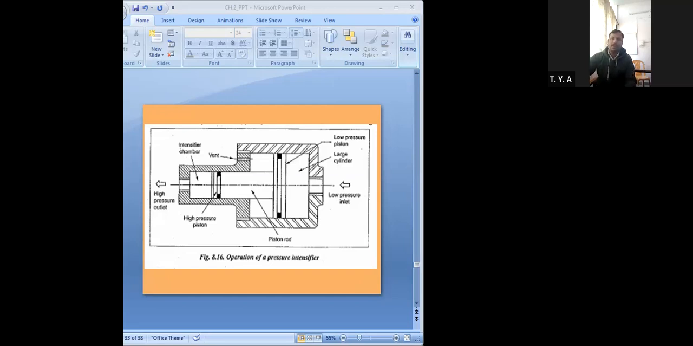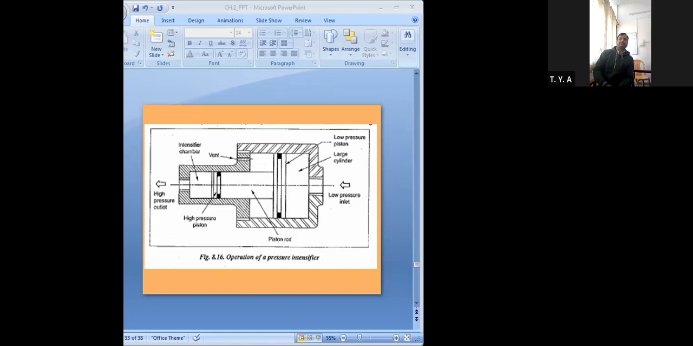Okay, in this small chamber, the smaller piston end is going to exert the same force on this fluid, which is going to be introduced in this intensifier chamber. And then from this outlet you will get a high pressure outlet. So this is the operation of a pressure intensifier.